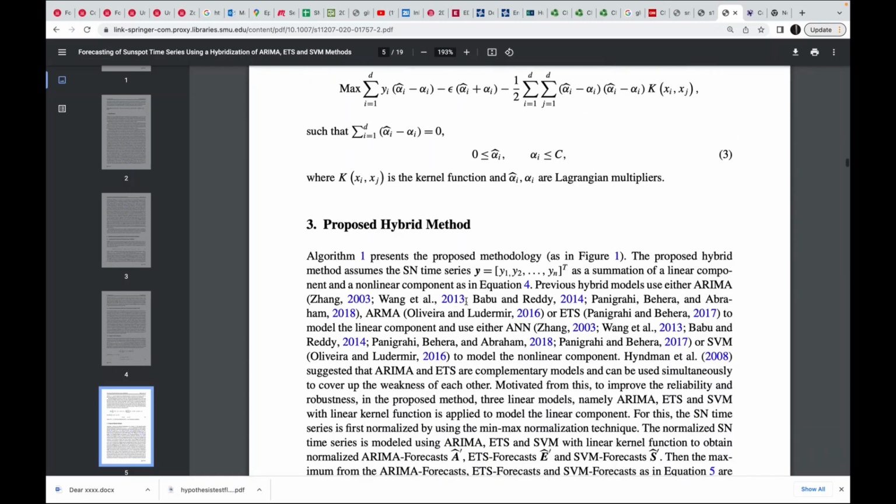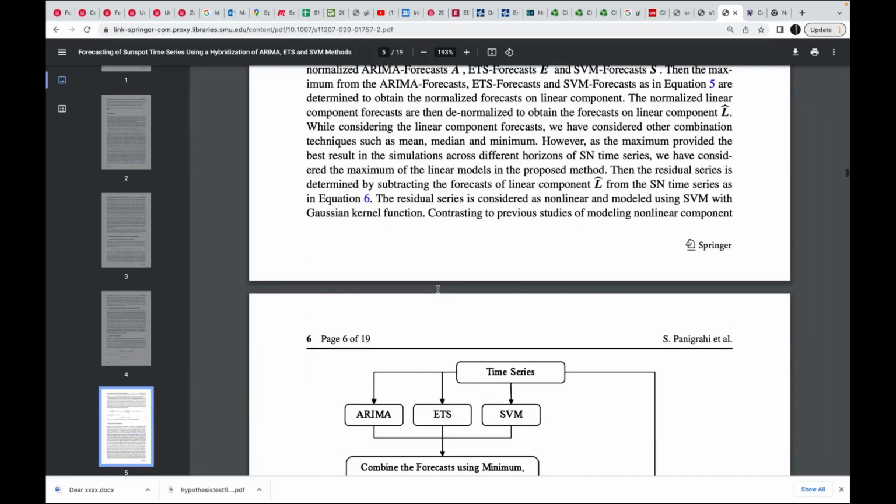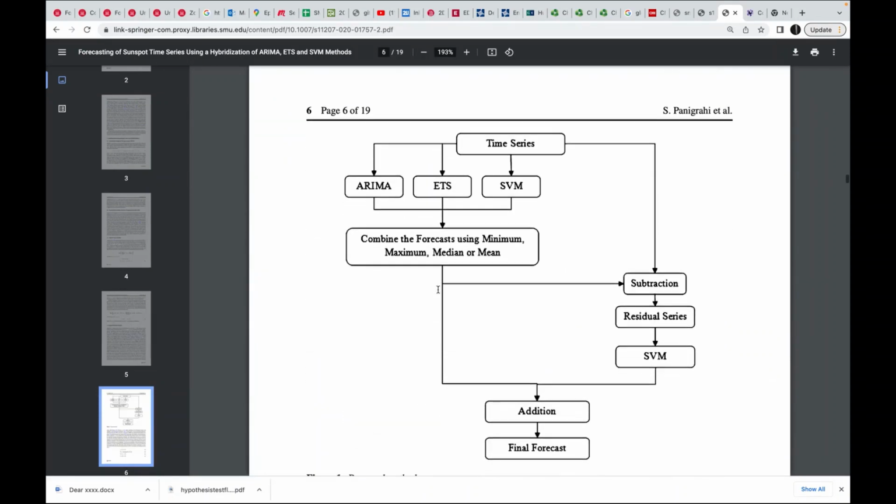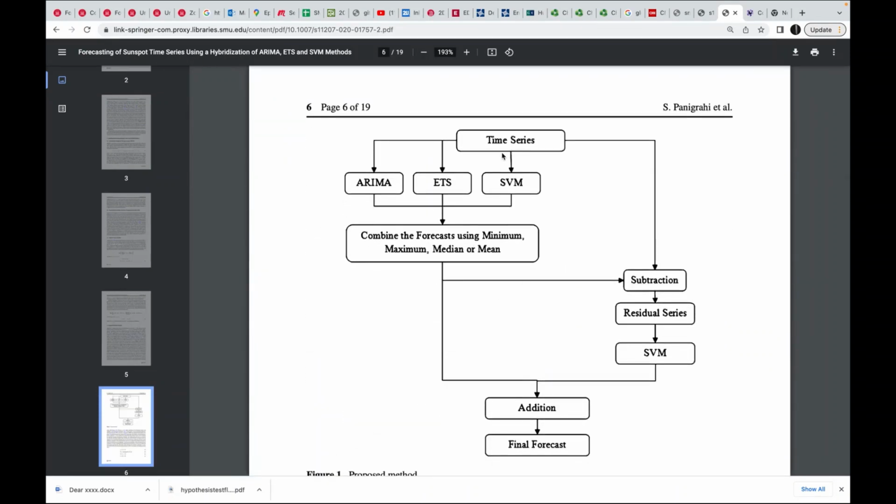So here is the proposed method that we're looking at, and here is the diagnostic diagram. There's the time series, and it comes through and you get an ARIMA forecast, an ETS forecast, and an SVM forecast. Now this is the ensemble portion of the hybridization, where you're just going to look at the three of these, and you're either going to take the minimum, the maximum, the median, or the mean. They looked at all four of these different possibilities. And then from there, you get a forecast.